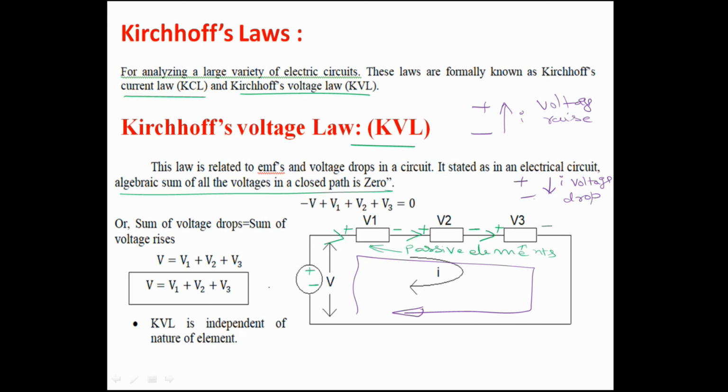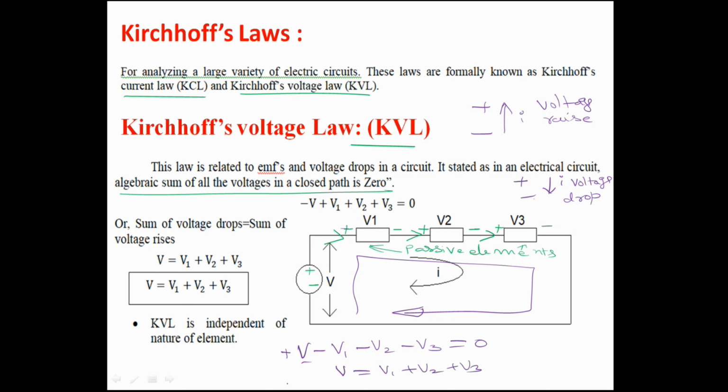Now the same convention will apply here. If you look at this, the current is flowing from negative to positive. Therefore, I took this as plus V. Then here, V1, the current is flowing from negative to positive, so you take it as a negative sign, voltage drop, negative V1. Similarly here, plus to minus, the current is flowing, minus V2. And here also the current is flowing plus to minus, V3. So the algebraic sum of all these three voltages is equal to 0. Or if you rewrite this equation, V is equal to V1 plus V2 plus V3.